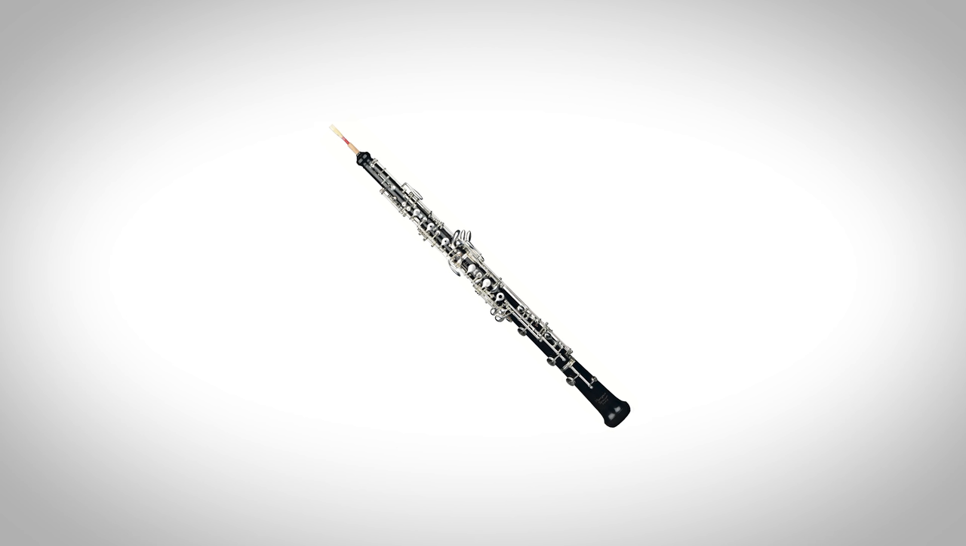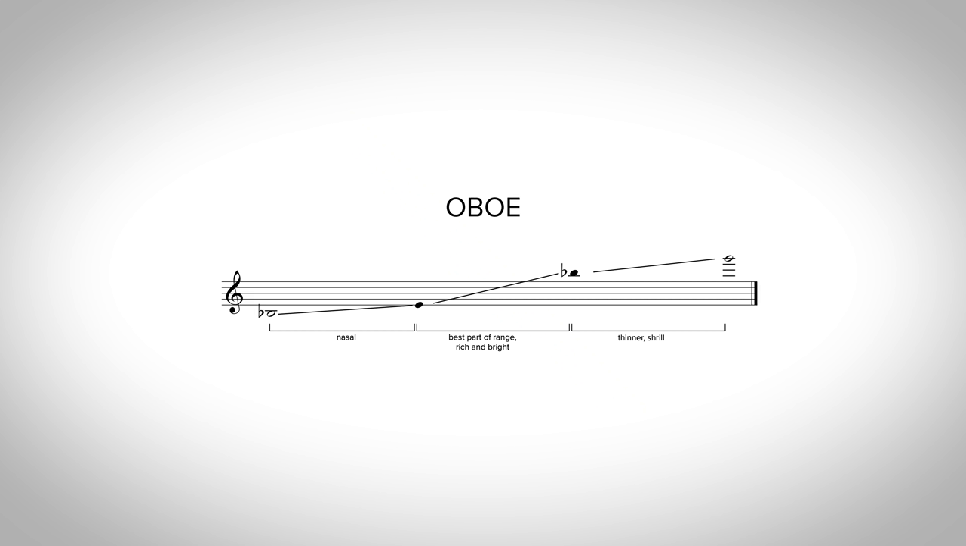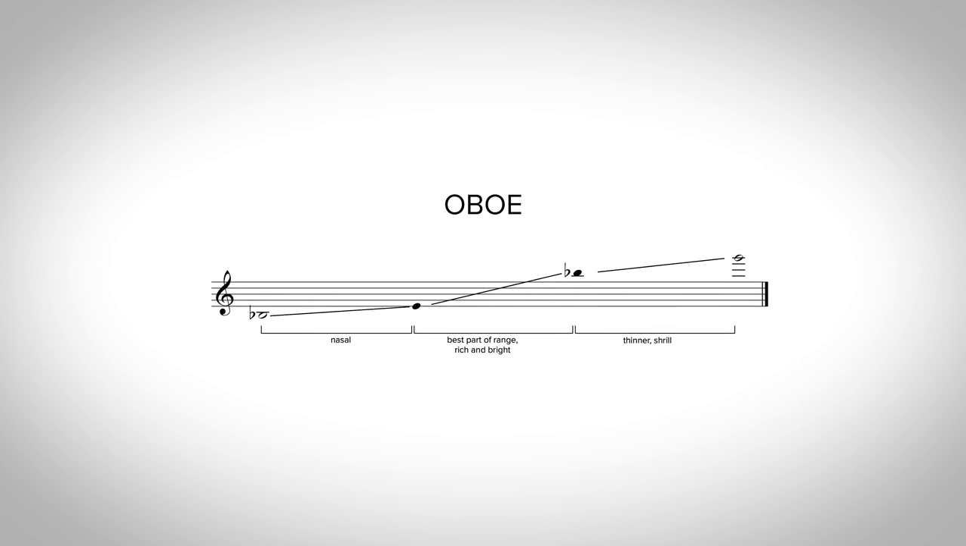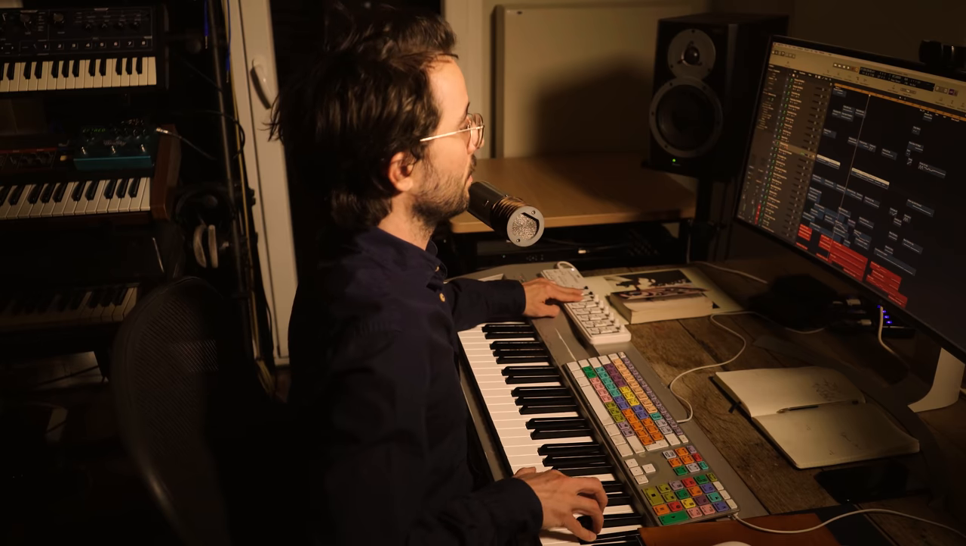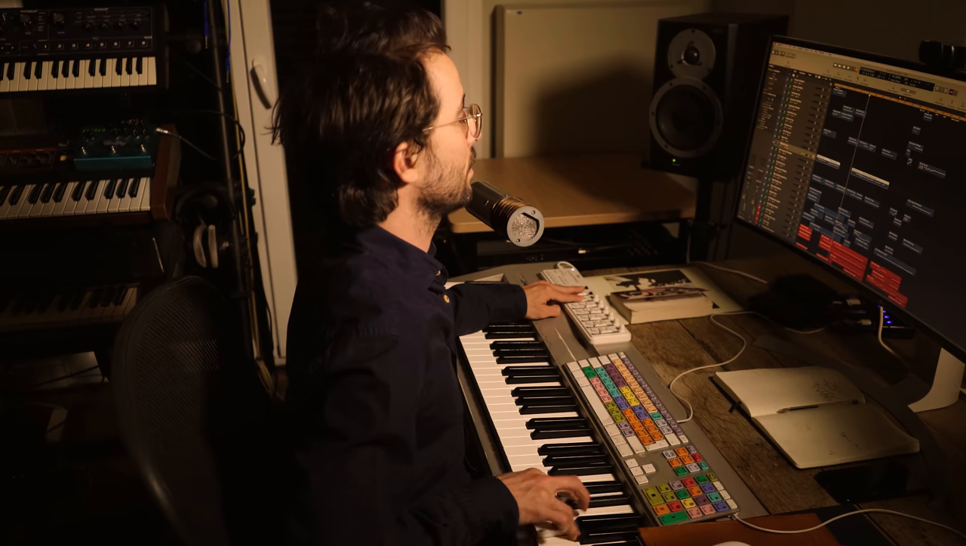Next up is the oboe, a very important component of the orchestra. It's a very lyrical instrument. It's very good for solo passages, for dramatic kind of scores. The best register is the mid register between B3 and A4, so around here. In the lower register, it gets a little bit nasal. And then in the very high register, it doesn't really sound like an oboe anymore, and you lose a little bit the quality of the instrument.